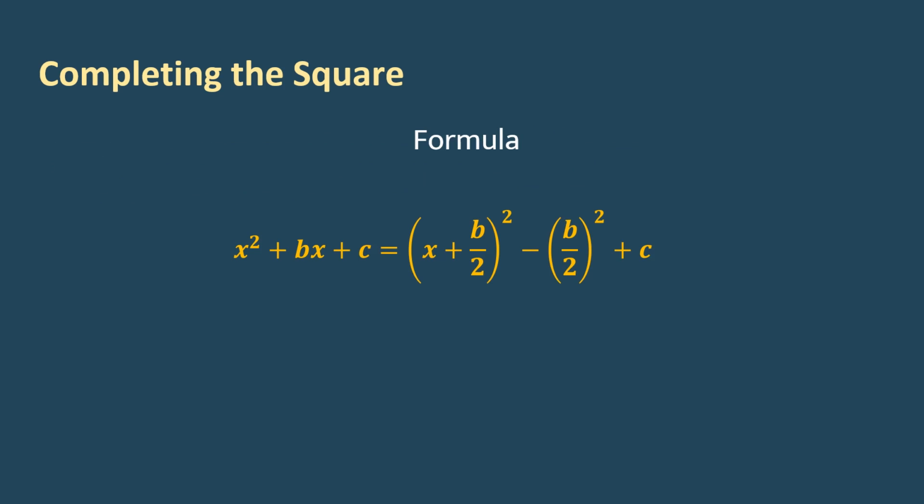Completing the square can be made easier using this formula here. From this formula, you can see that we are only taking the coefficient of the x and dividing it by 2, and that will be more than enough for us to form our final form.